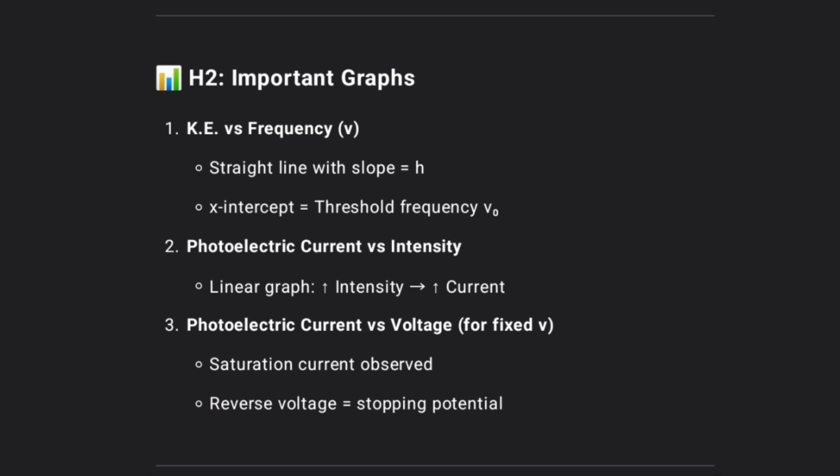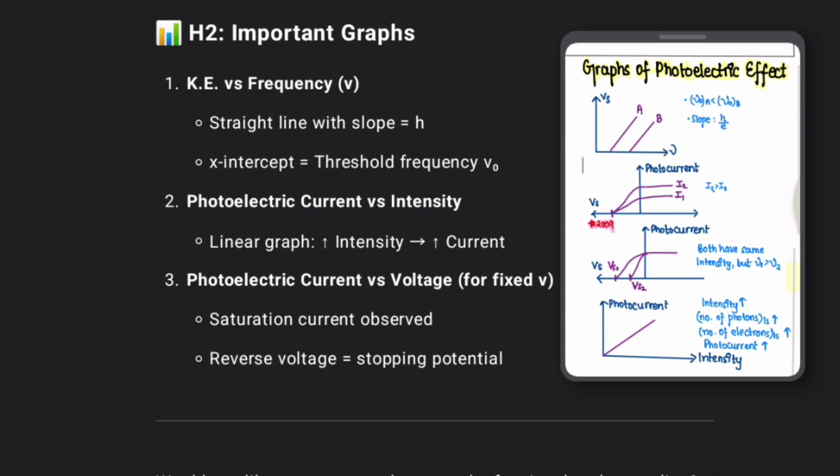2. Photoelectric current versus intensity is a linear graph. 3. Photoelectric current versus voltage for fixed intensity: saturation current is observed, and reverse voltage equals the stopping potential.